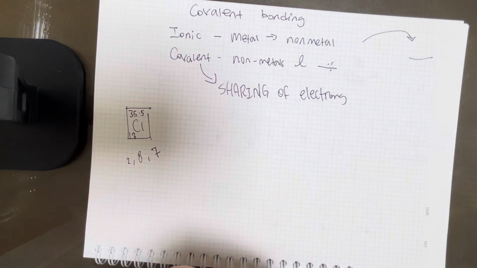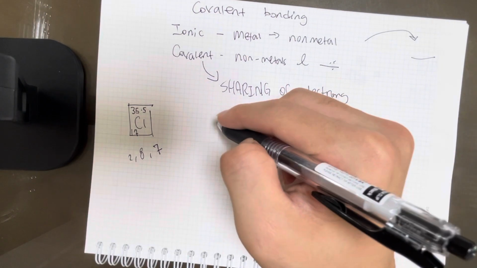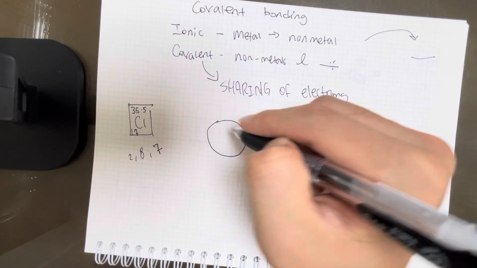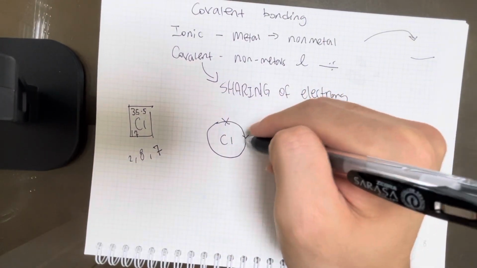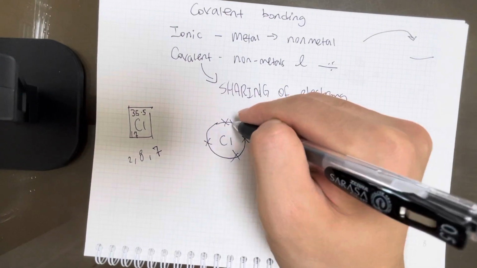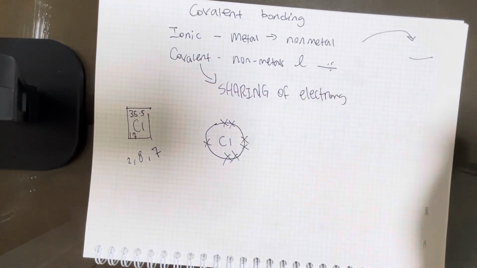In this example, I'm only going to draw the outermost shell. In your exams, it'll probably only ask you for the outermost shell too, because drawing the innermost shells is probably a waste of time. So if we draw a chlorine atom, it's going to have 7 electrons in its outermost shell. 5, 6, 7. 7 electrons.